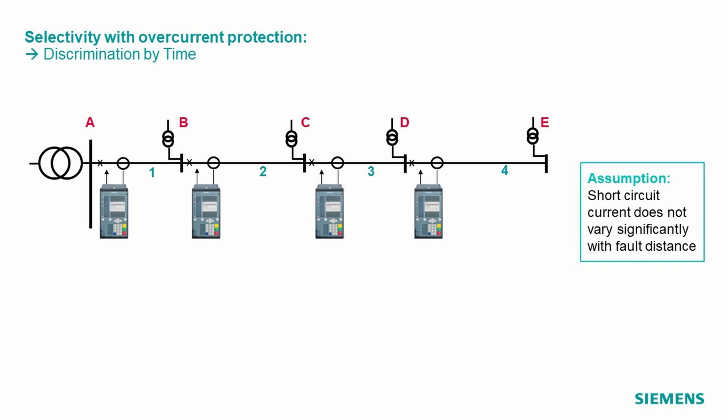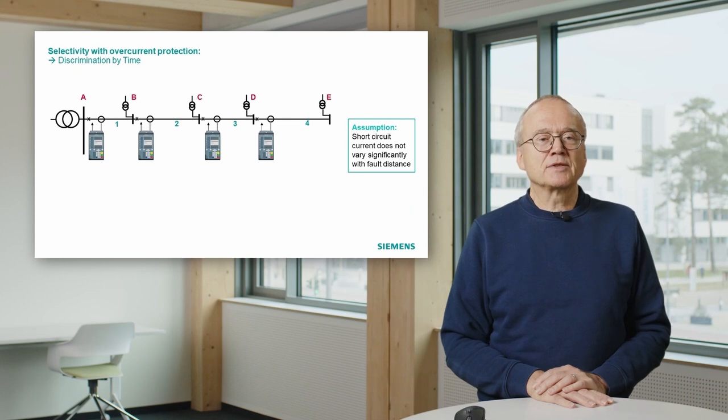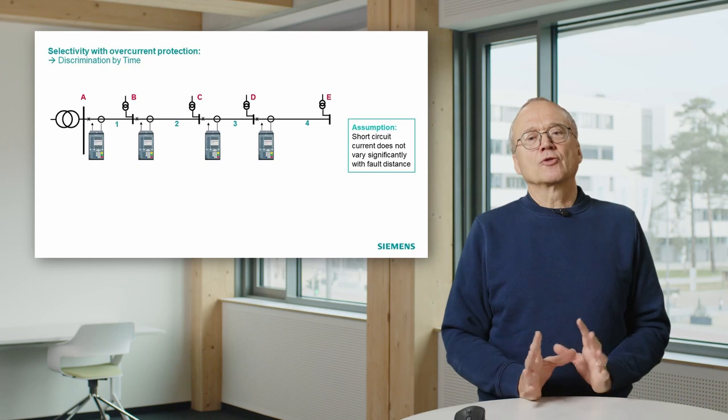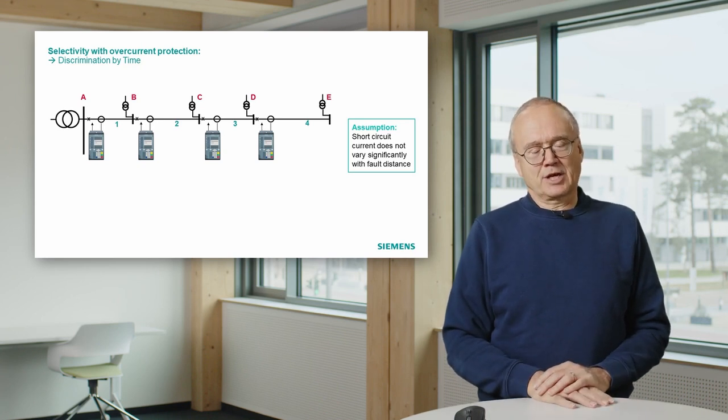You see on the left side the in-feed. That means all short circuit current comes from the left side. And then you see several lines or cables. And at the beginning of every line or cable, we have a circuit breaker with a protection relay. If we assume a cable system here with relatively short cables, the short circuit current does not vary significantly along the line. That means whether we have a short circuit on cable 2 or cable 3 or cable 4, the short circuit current is nearly the same.